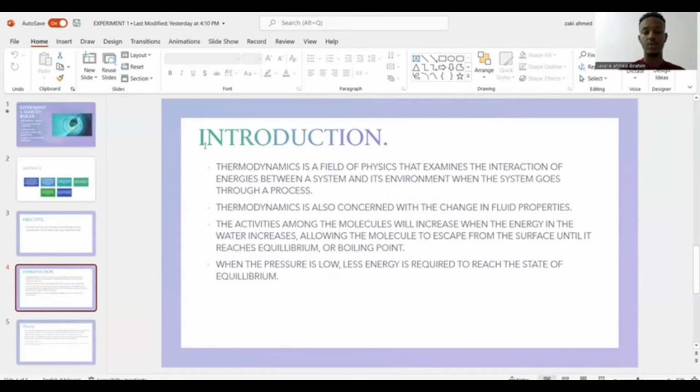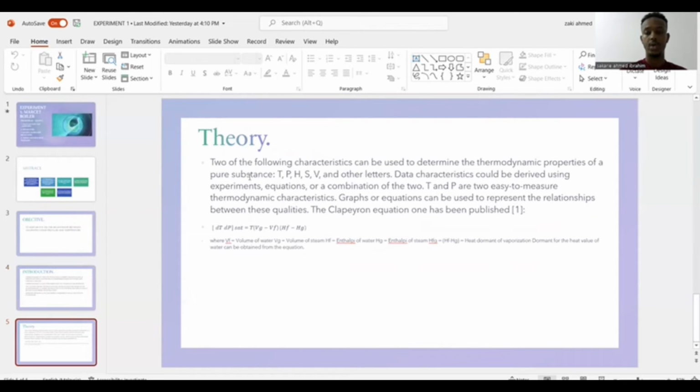The activity among the molecules will increase when the energy in the water increases, allowing the molecules to escape from the surface until it reaches equilibrium or boiling point. When the pressure is low, less energy is required to reach the state of equilibrium. In the theory of this experiment, two of the following characteristics can be used to determine the thermodynamic properties of pure substances and other liquids.